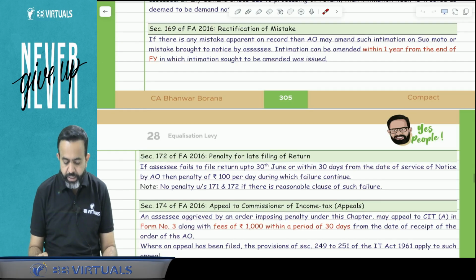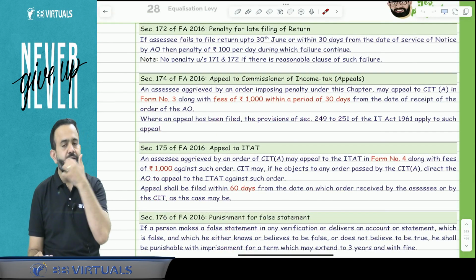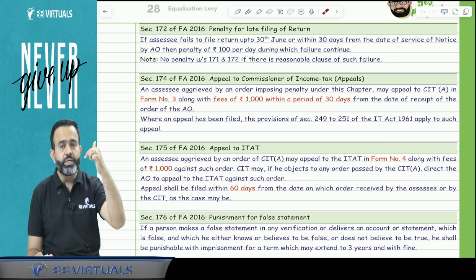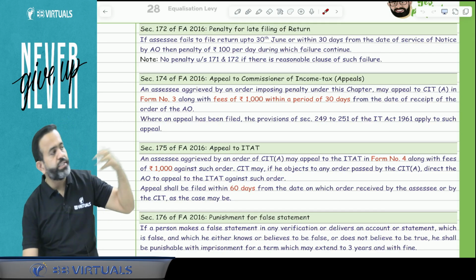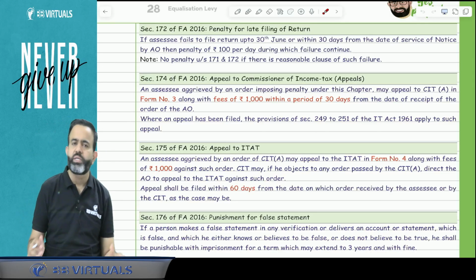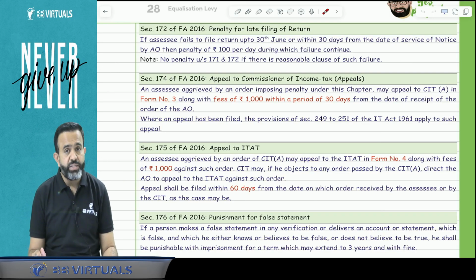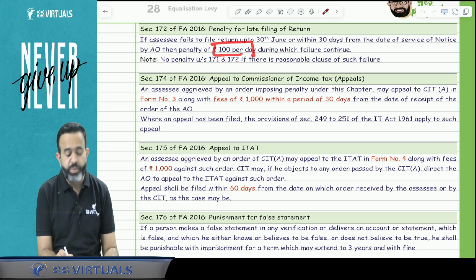Now next part is guys, you know that if you file the late return of the equalization levy, then what will happen? Because the return has to be filed by the 30th June of the next year. So if you have not filed by the 30th June of the next year, then guys, after that, every day there will be a 100 rupees penalty.